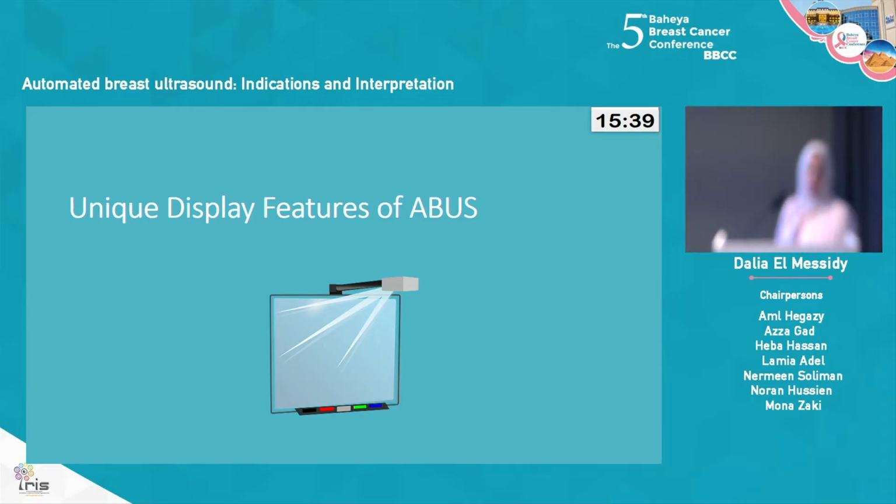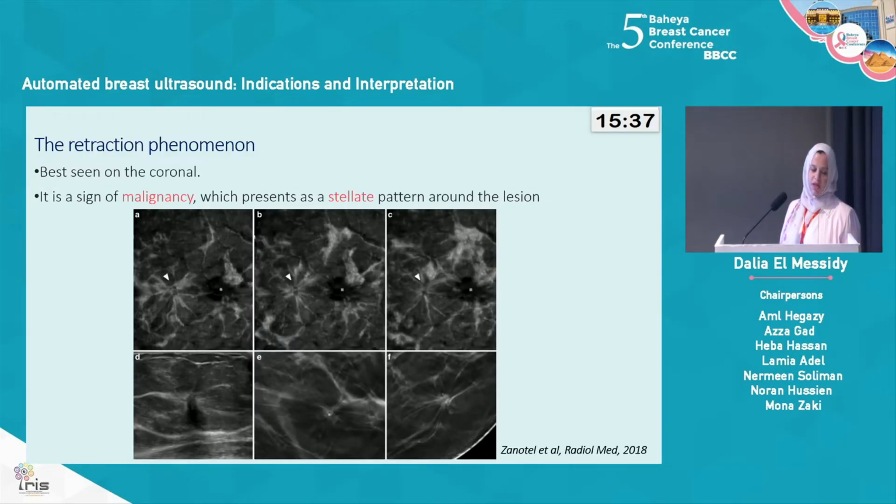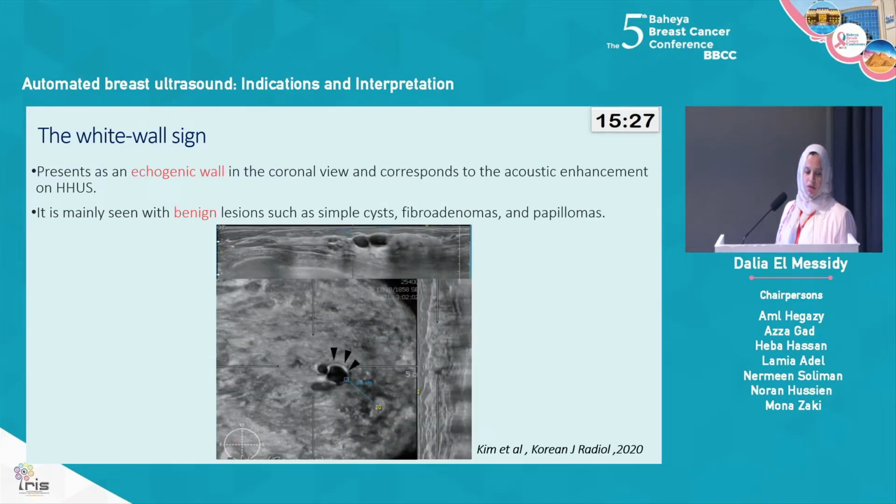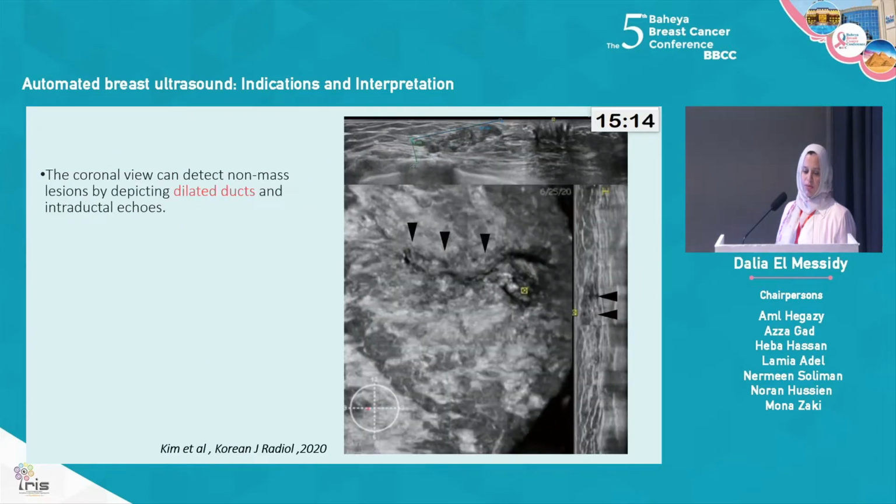Automated breast ultrasound has unique features of display, such as the retraction phenomenon, which is best seen in the coronal plane. It's a sign of malignancy, which presents as a stellate pattern around the lesion. The white wall sign presents as an echogenic wall in the coronal view and corresponds to the acoustic enhancement on handheld ultrasound. It's mainly seen with benign lesions such as simple cysts, fibroadenoma, and papilloma.